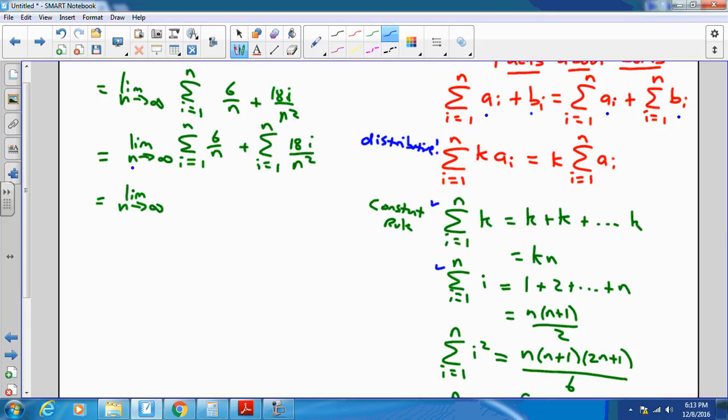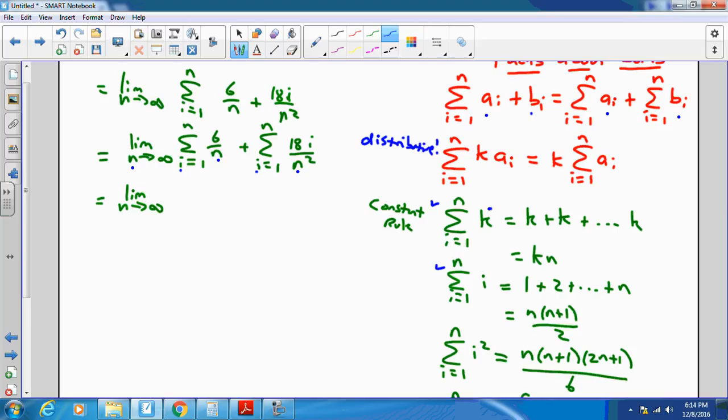Now this is slightly tricky because we've got two different things going on here. We have n, the number of rectangles that is going to infinity, but within the sum we have this index variable i. When I talk about a constant inside the sum, I'm talking about anything that is not a function of i. And that would include all my n's. All my n's here are constants.